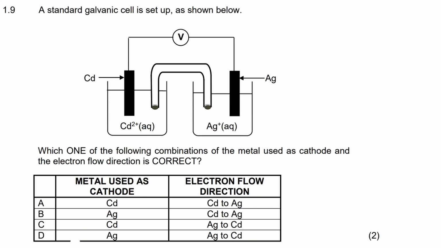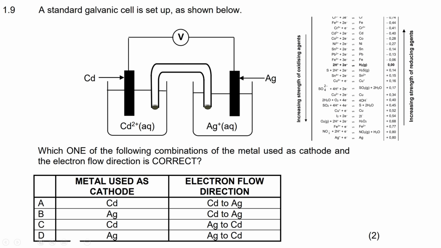A standard galvanic cell is set up as shown below. Which one of the following combinations of the metal used as cathode and the electron flow is correct? Okay, so we definitely need to go get our table, and we need to make sure we can find cadmium and silver. I use table 4B. Okay, so step 1, we're just going to go find the reaction. So we need to find cadmium with Cd2+, so there it is over there. And then the other one is Ag and Ag+, which is over there.